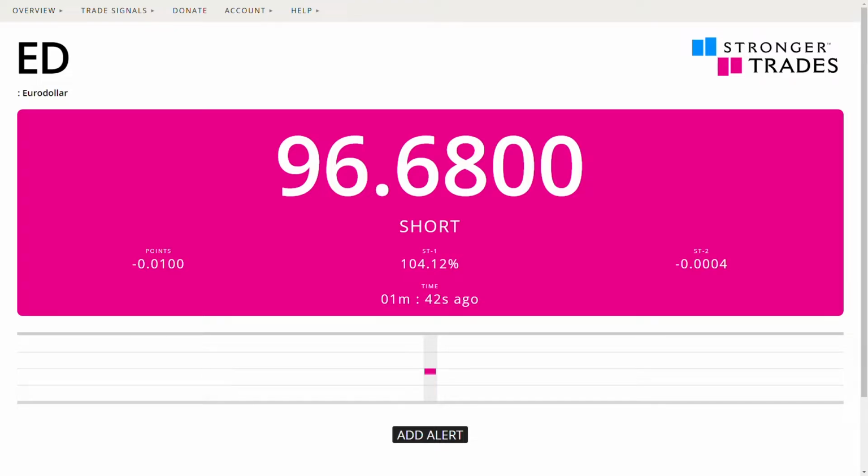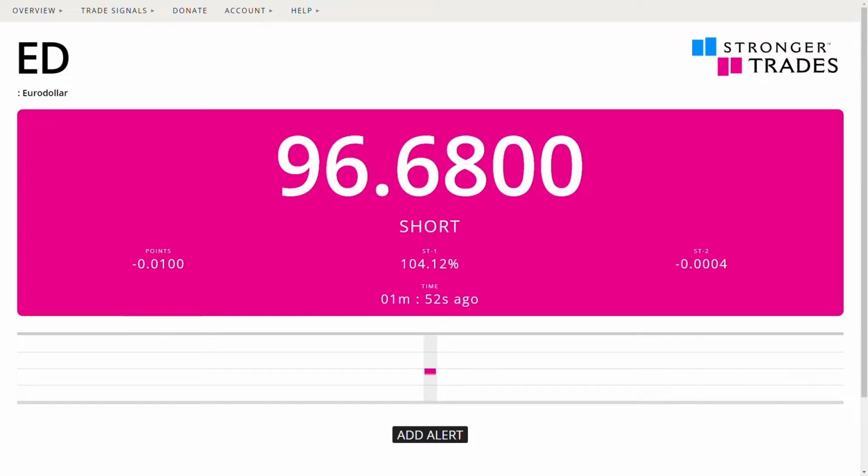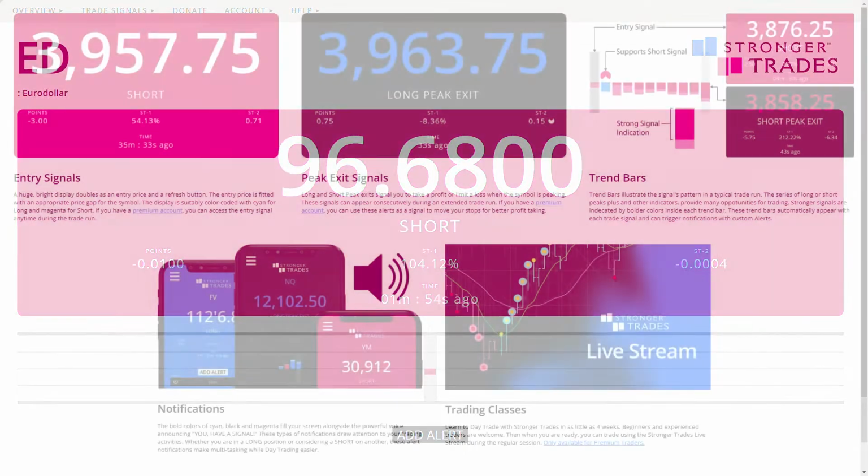The price shown is always changing, therefore, if you are not a premium trader, you must click the box to refresh the price. The box will contain an entry price with a price gap, points gained or lost since the last signal, ST1%, ST2 value, and the age of the signal. Your next step will be to confirm this information on your trading platform.